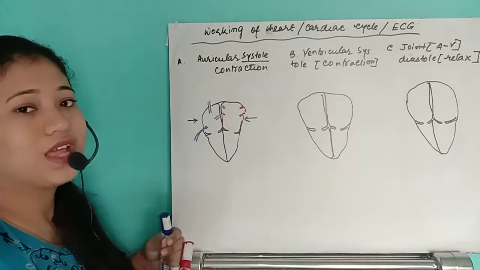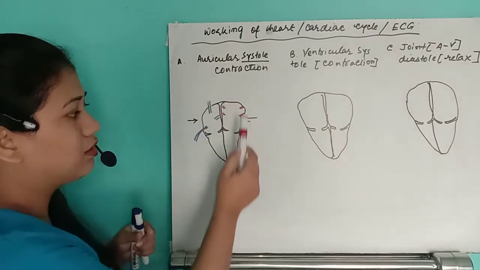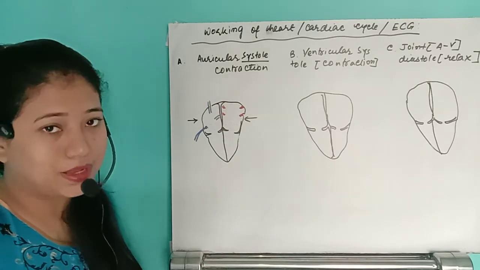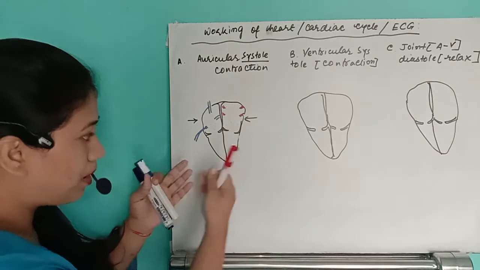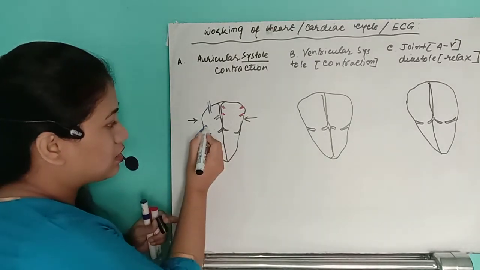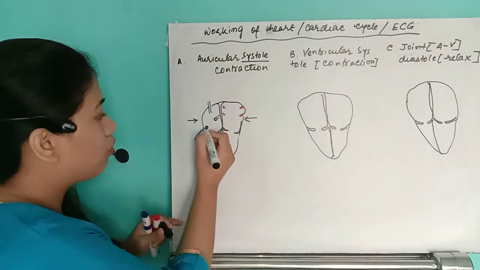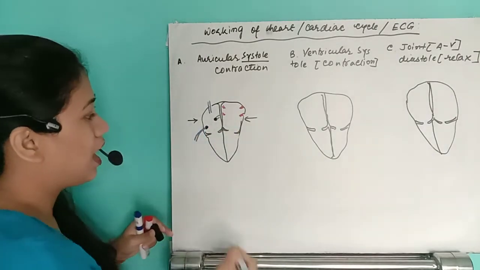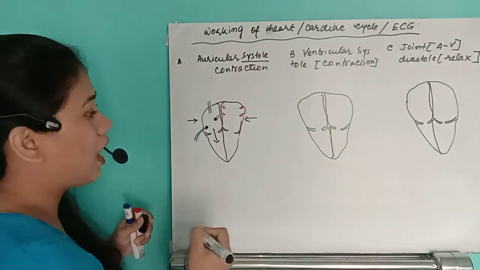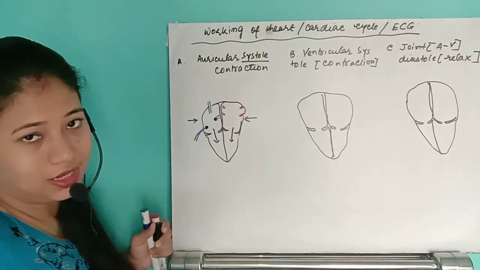Okay. Now whenever the SA node will generate the impulse, what will happen? Readily the auricular muscle will get depolarized. Depolarized means it gets an impulse and it will pump. So whenever it pumps, what will happen? This tricuspid and bicuspid valve will open. This is the eustachian valve, this is the Thebesian valve. Both these valves will be closed, right? And blood from the right auricle goes to the right ventricle, and oxygenated blood will be moving from the left auricle to the left ventricle.